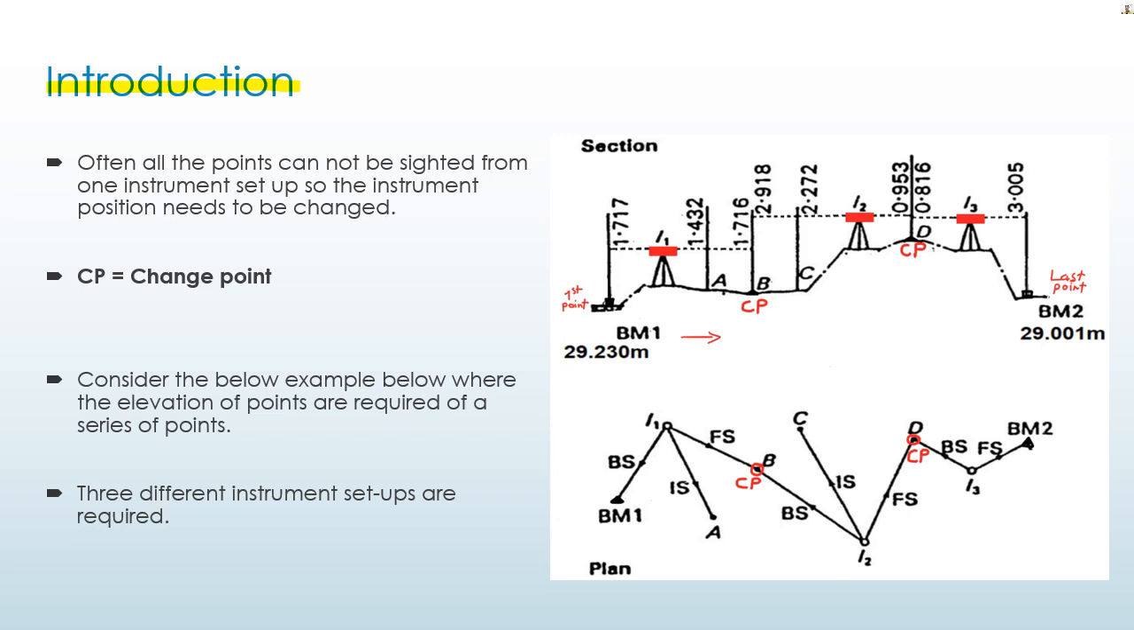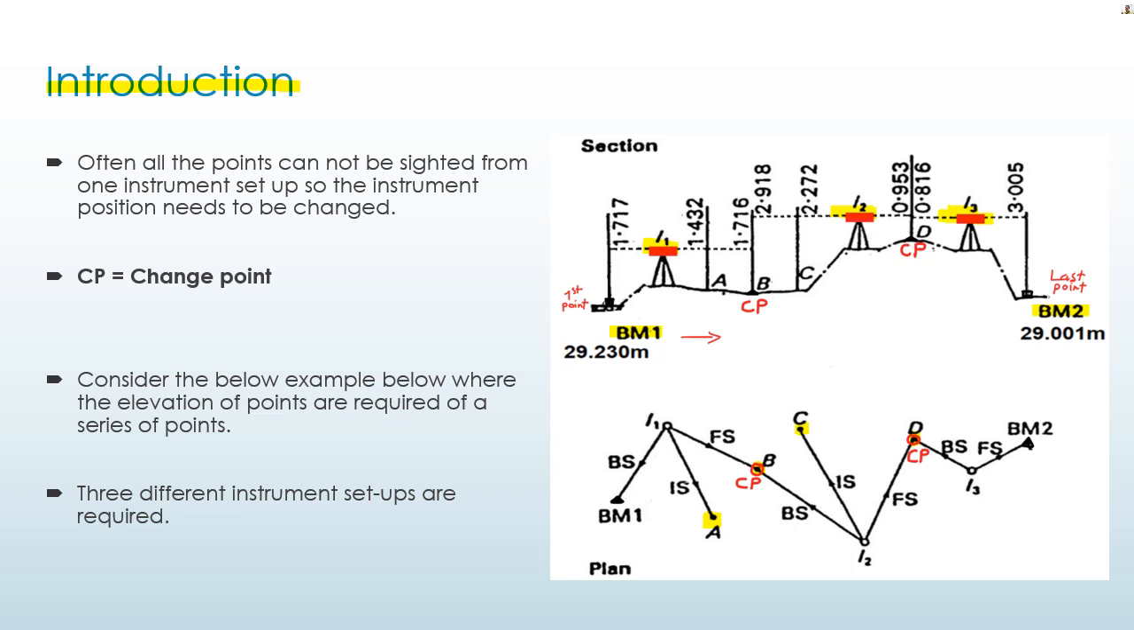In this example, we are going to look at the leveling run from benchmark 1 to benchmark 2, and you are required to observe the elevations of point A, B, C, D. We need 3 setups due to the long distance from benchmark 1 to benchmark 2. Setup number 1, setup number 2, and setup number 3.